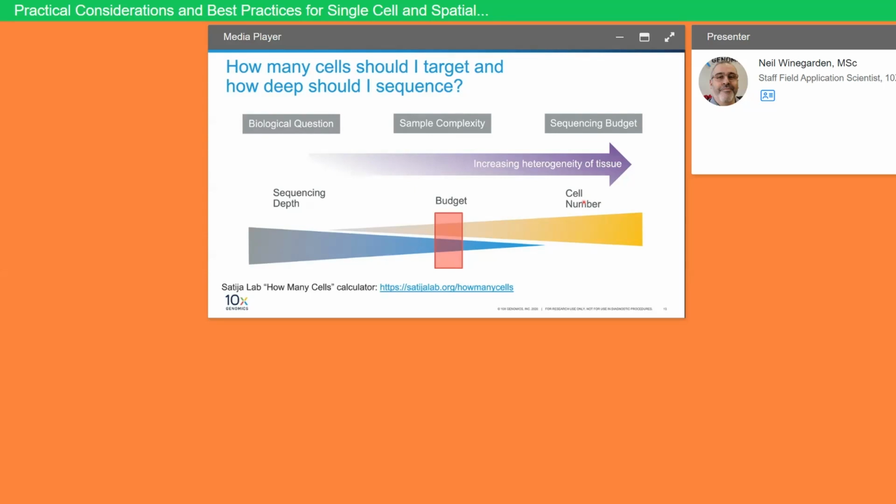There are no quick answers here, but tools such as the How Many Cells calculator from the Satija lab, the staff at your core service provider, or the technical staff at the technology partner will be able to help you with this.